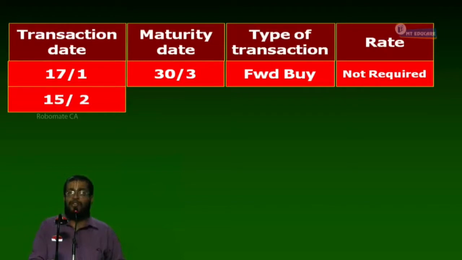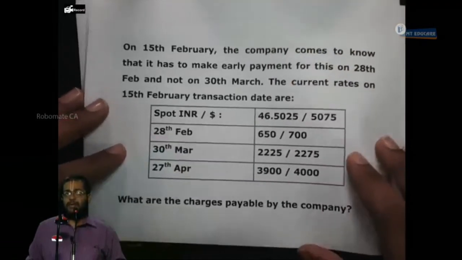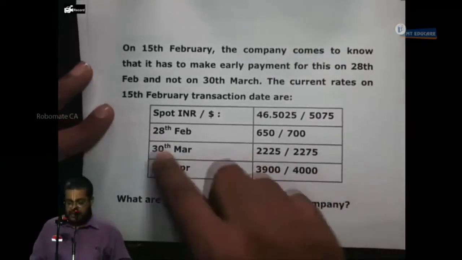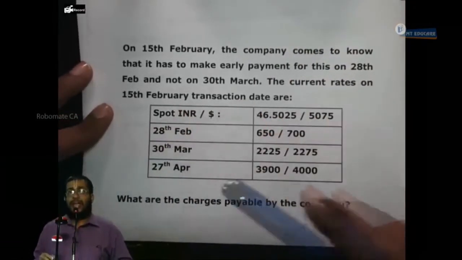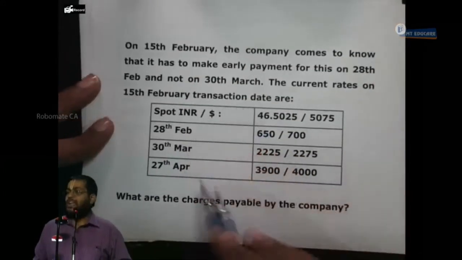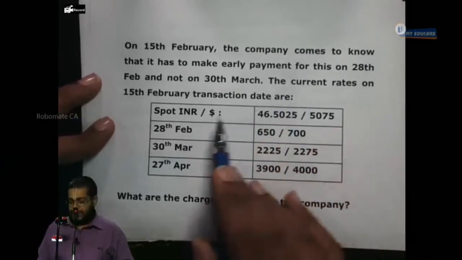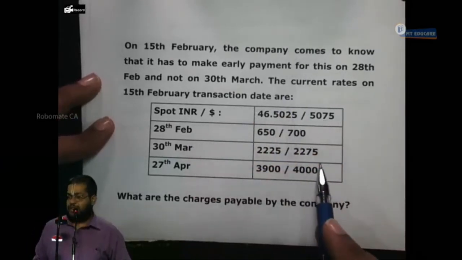I should go for what? New forward. The new forward should be expiring on what date? 28 March. Now, this is the next table. This is the quotation given by the bank on which date? 15 February. On 15 February, spot rate and various forward rates are given.